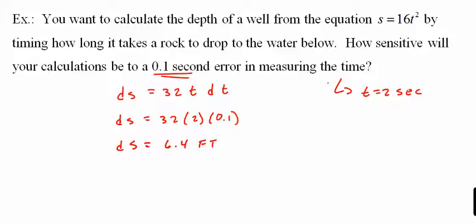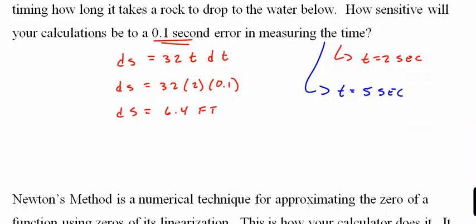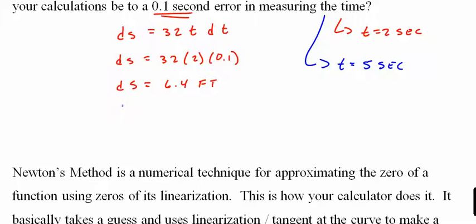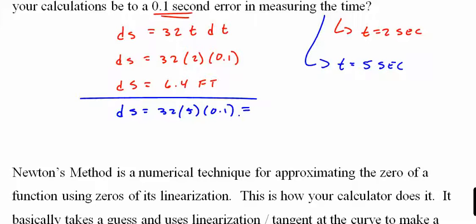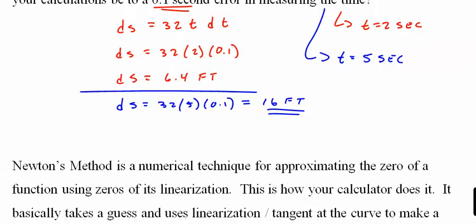Well, what if we had a t equals 5 seconds? So again, you have the same formula: ds equals 32, but this time times 5 times 0.1. And this time you would be off by as much as 16 feet. So, introducing the topic, we won't go very far with this. Just notice that it can measure the sensitivity.